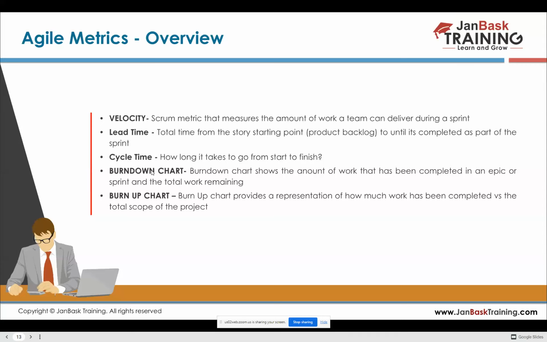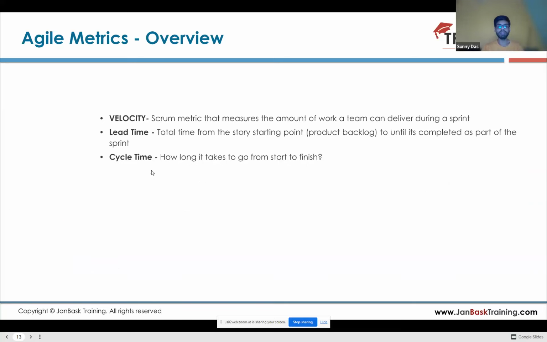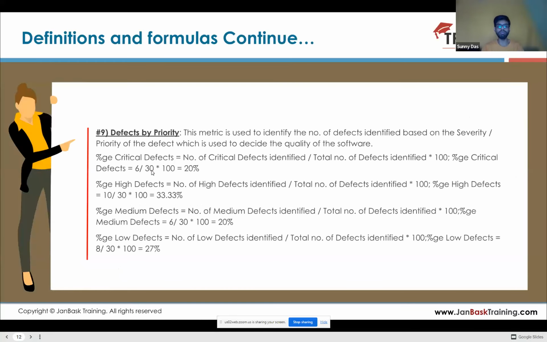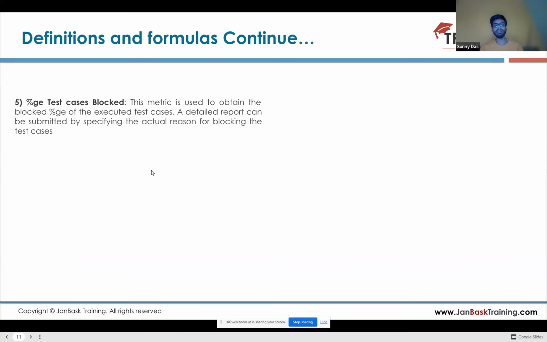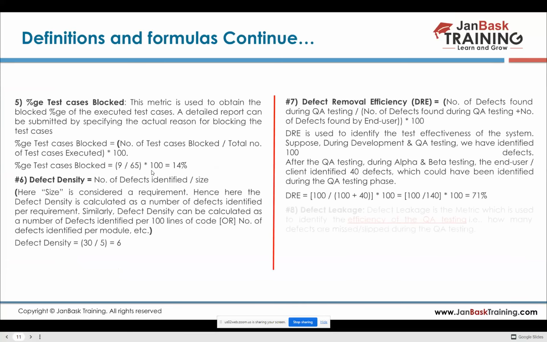So what are those numbers? Those are like 1, 2, 3, 5, 8. The third number is the sum of the first 2 numbers. And then the total number of story points that is taken by a team gives you the velocity of that team, for a particular sprint. So these are the different agile metrics, and these are the different test metrics. You need to remember, these are the test metrics, and these are the agile metrics.